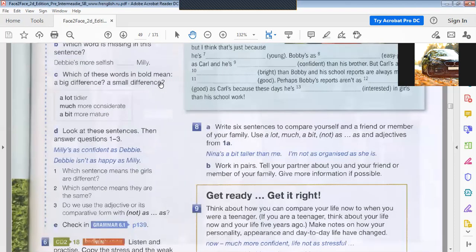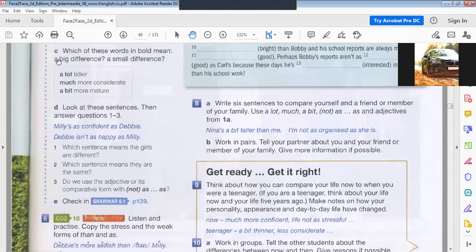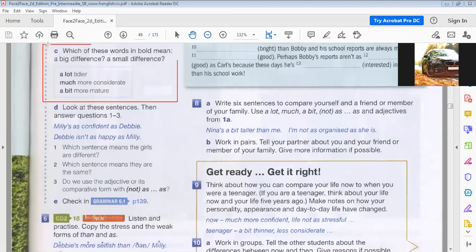Okay, so now let's check our next part, part C here. Let's see the question. It says, which of these words mean a big difference and which of them mean a small difference? So here they want us to tell the difference. So we have a lot tidier, much more considerate, and a bit more mature. So my question is, which is a small difference? Right. Much more, a big difference. That's correct. So let's match them. This one, a bit, is a small difference, but a lot and also much more, here we have a big difference.